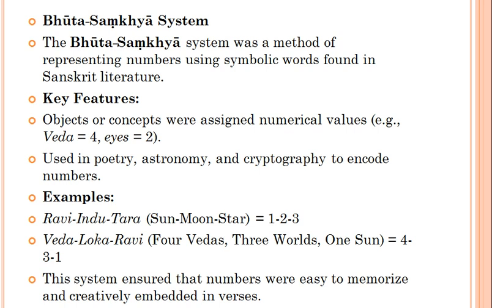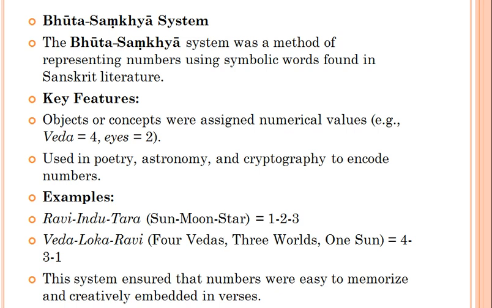Further, the Gupta Sankhya system. The Gupta Sankhya system was a method of representing numbers using symbolic codes used in Sanskrit literature. Here objects or concepts were assigned numerical values, like 4 and 2, as key features. They were used in poetry, astronomy, and cryptography to encode different numbers.